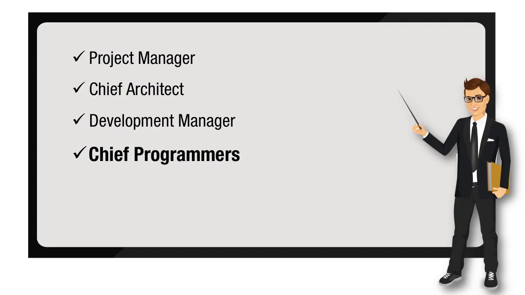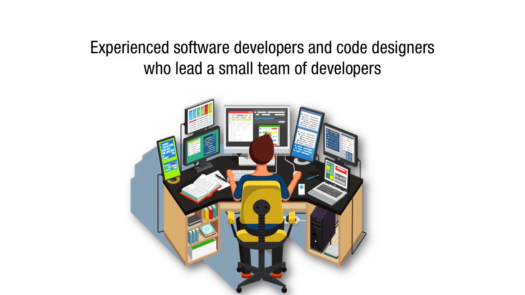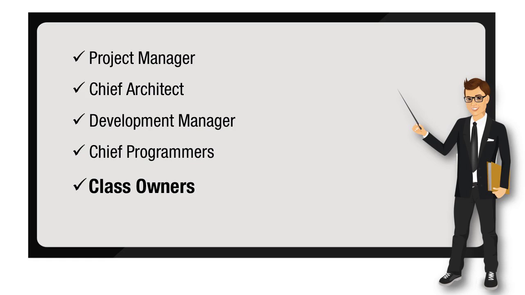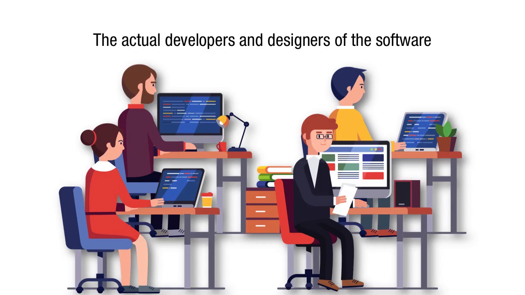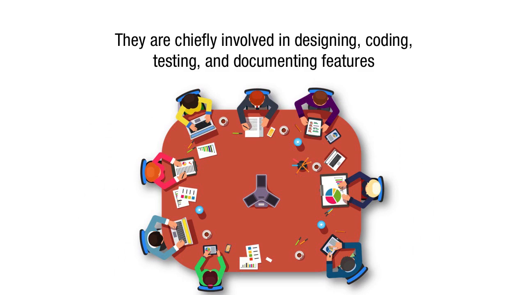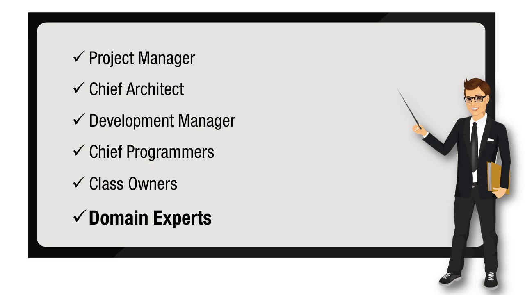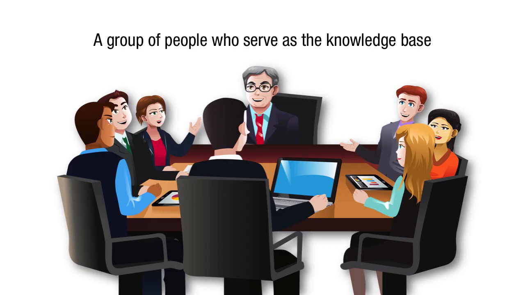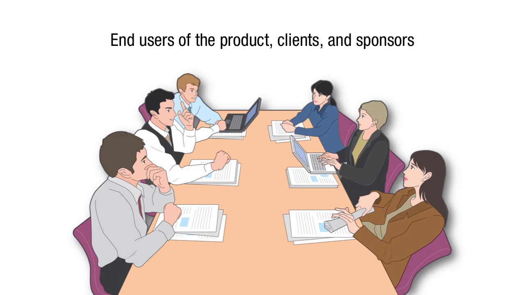Chief Programmers, experienced software developers and co-designers who lead a small team of developers. Class Owners, the actual developers and designers of the software. They are chiefly involved in designing, coding, testing, and documenting features. Domain Experts, a group of people who serve as the knowledge base for the above 5 categories. These include the end users of the product, clients, and sponsors.